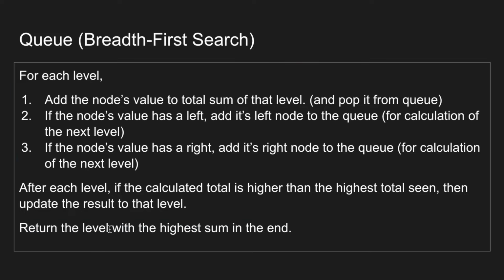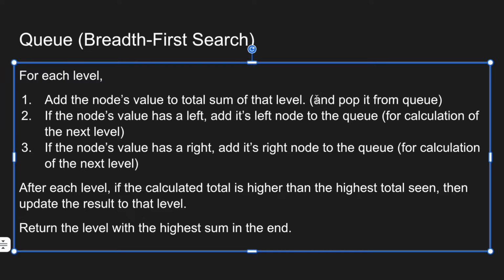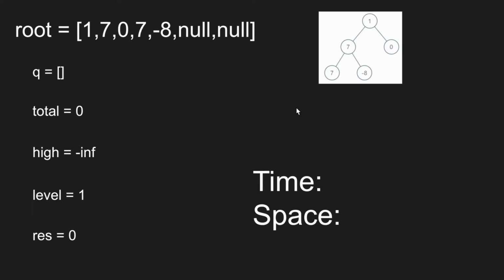And we will know that we have come to the end if all the leaf nodes, or the last level, have been popped from the queue. Since the last level will never have a left or a right, we wouldn't add new nodes to the queue. So that's how we know that we have looked at all the levels, and then we can return the level in the end. So let's go over this example.